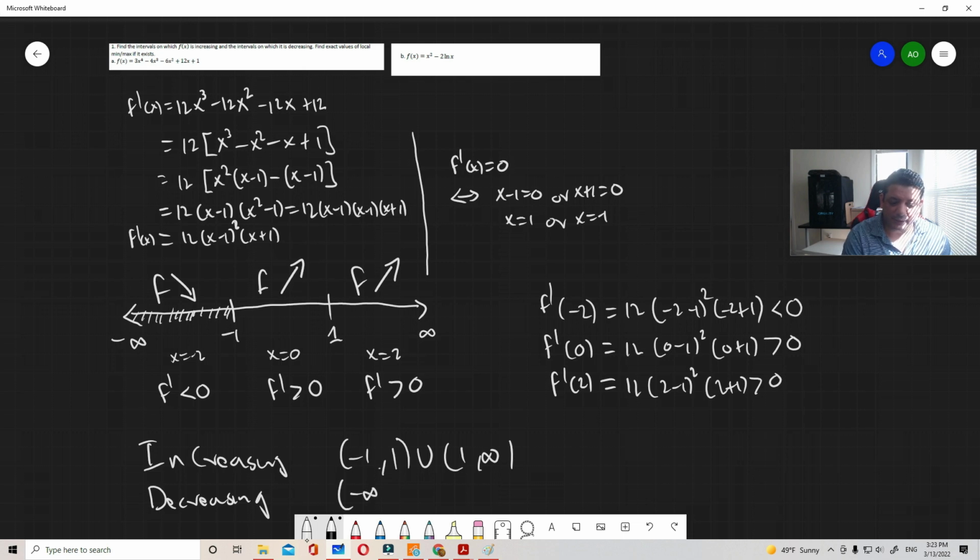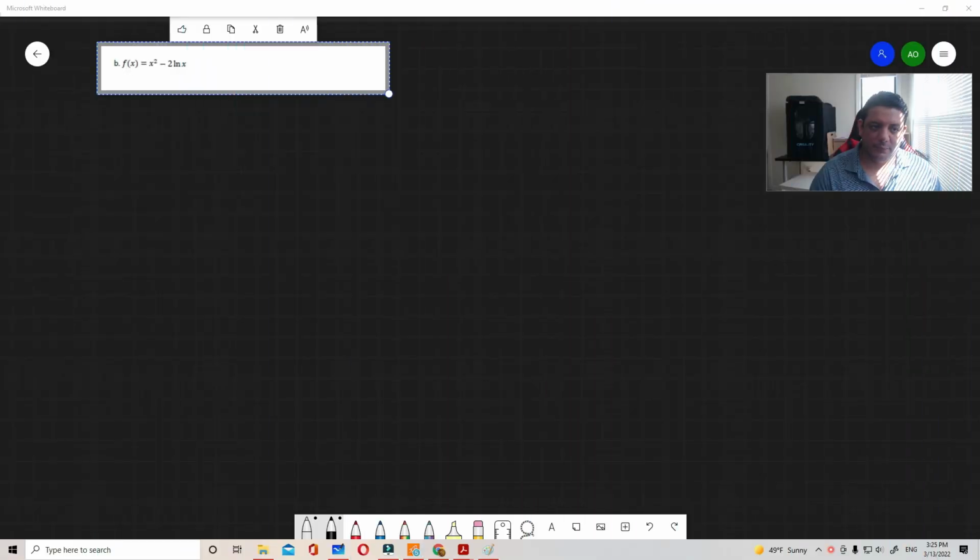But the decreasing is from minus infinity to minus 1. And notice there is a change from the function decreasing to increasing. So x equals minus 1 is likely to be a minimum value. Now let's take a look at a second example.